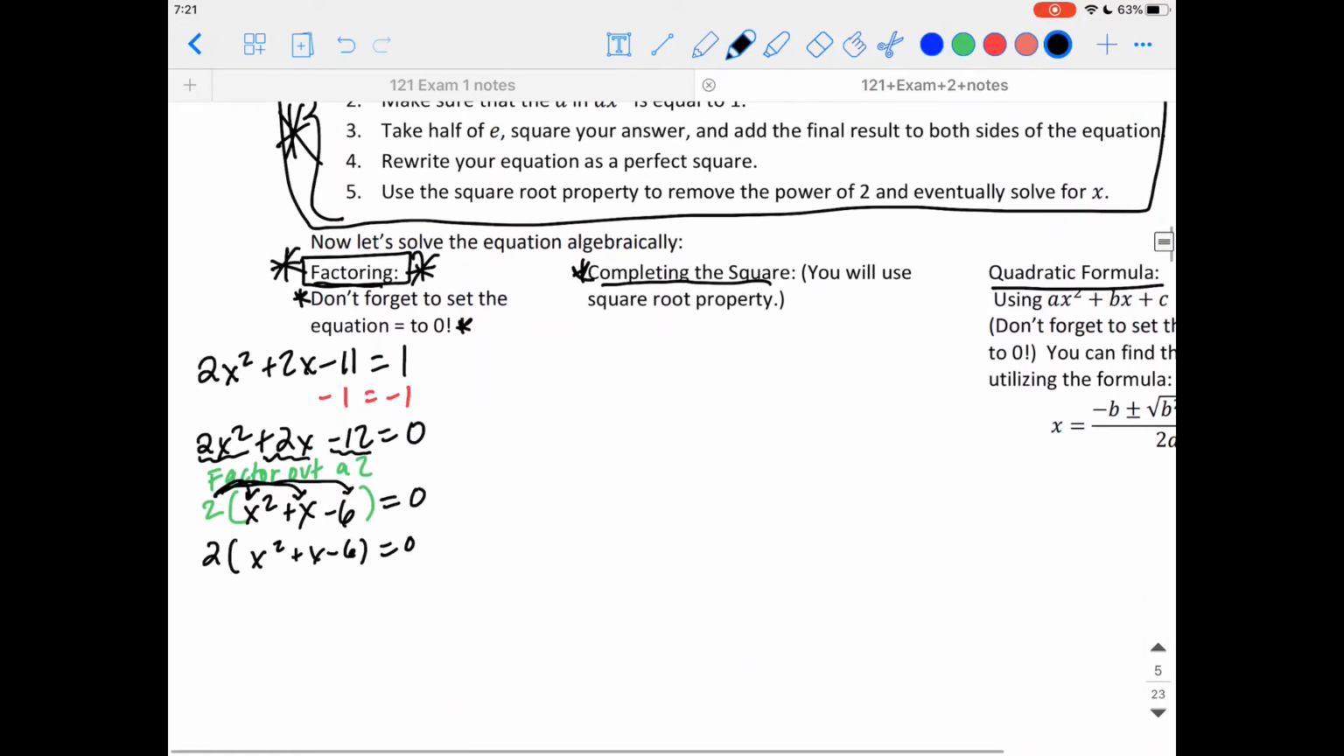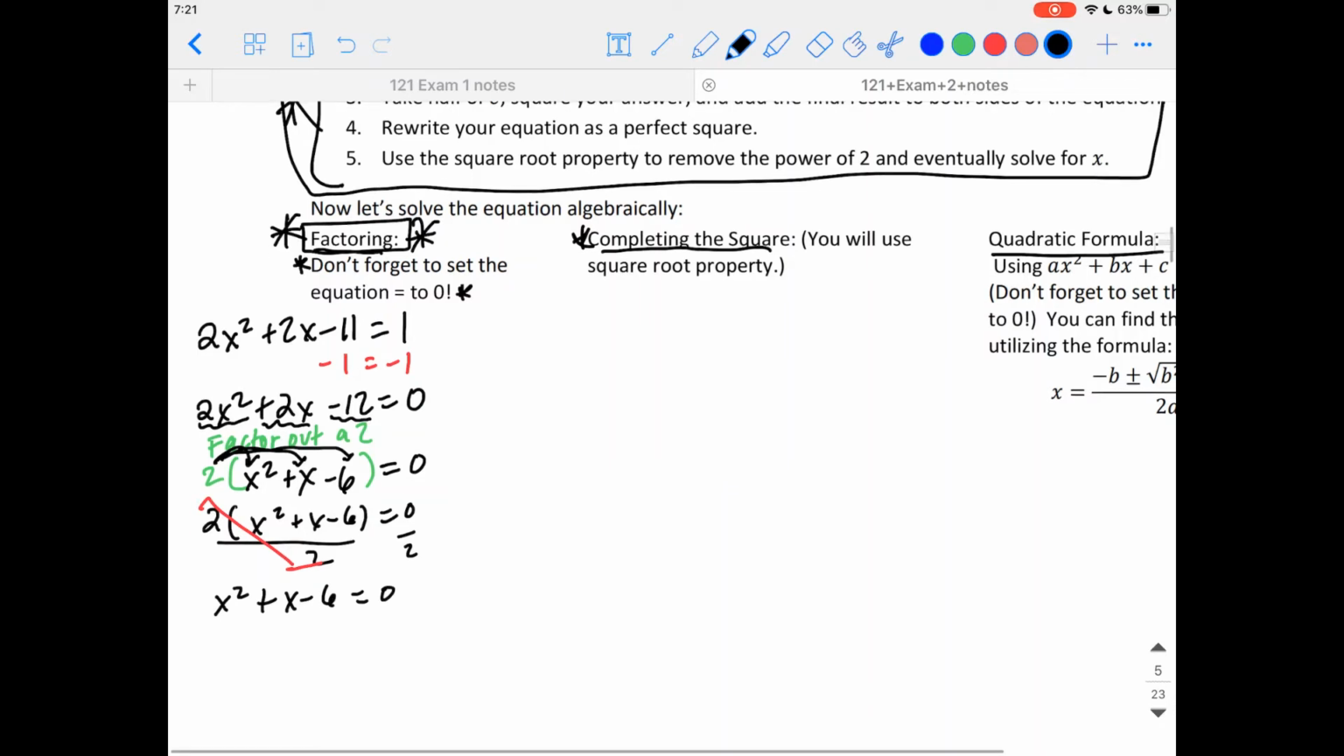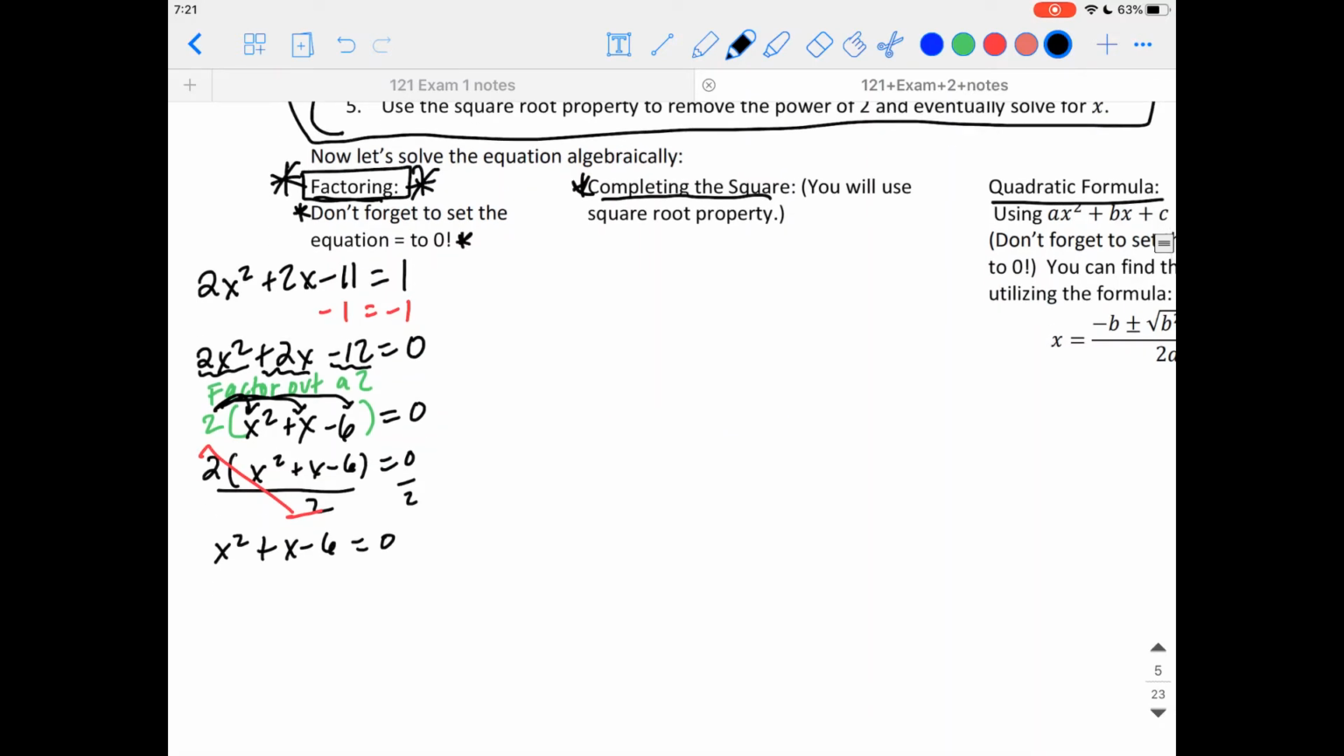Now, I can divide by 2 to get rid of it. Again, 2 divided by 2 simplifies to 1. And 1 times x squared plus x minus 6 is just x squared plus x minus 6. And then 0 divided by 2 is 0. So I'm left with x squared plus x minus 6. Thank goodness that here I have an understood one. It makes my life easier when trying to factor.